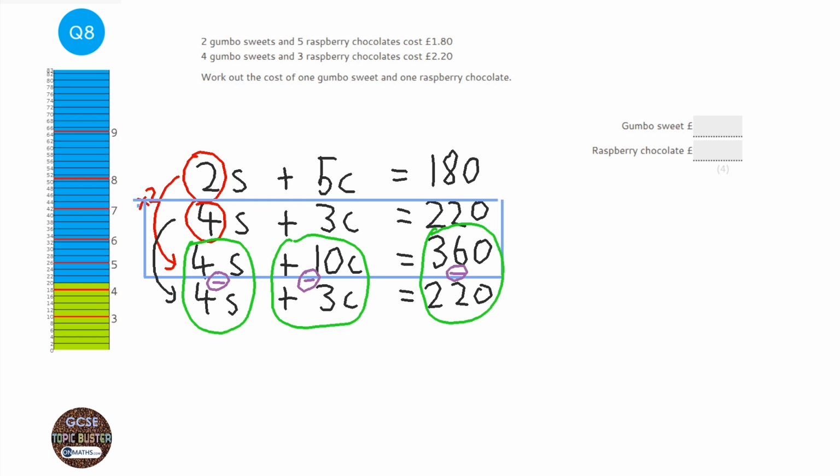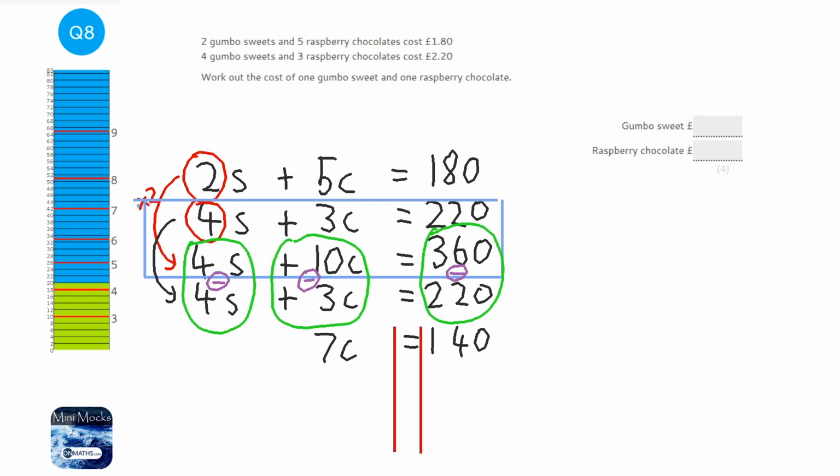So 4s take away 4s is nothing, which is great. We wanted to get rid of those. 10c take away 3c is 7c. And 360 take away 220 is going to be 140. So I'm going to get my lines in now, so I can solve this. And to get rid of this times 7 here, we're going to divide both sides by 7. So we've got c equals 140 divided by 7, which is going to be 20. So c, the raspberry chocolate, is going to be 20 pence or 0.20 pounds.